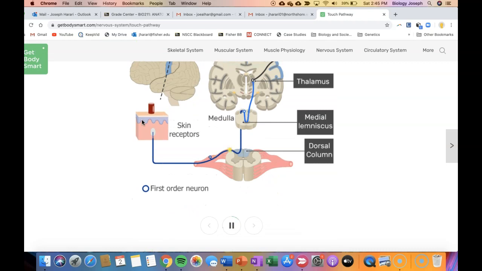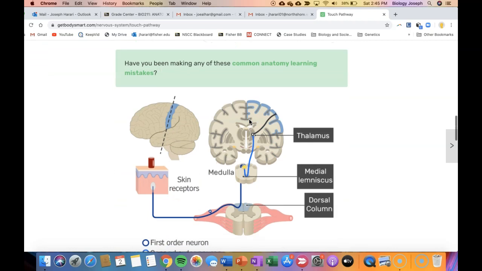Right? That was the second step. So this is all of our first order neuron. Again, sensory receptor, ganglion, spinal cord, all the way up to the brainstem. Now we're ready for the second order neuron to take that from the brainstem to the thalamus.